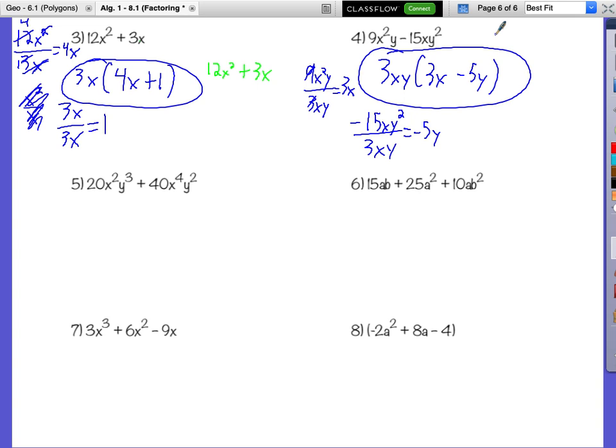And if we were to go through and distribute it back in, 3xy times 3x would be 9x squared y.